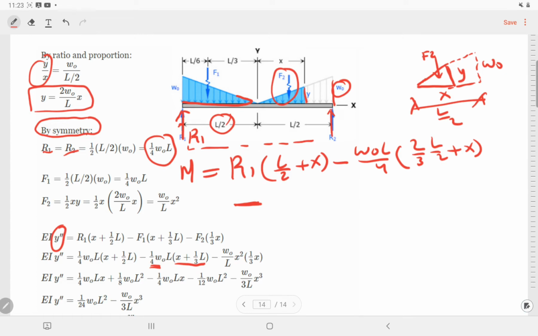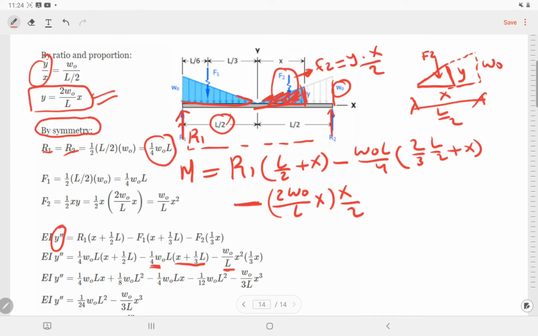F2 in this case is going to be y times x over 2, correct? Because it is the area of this triangle, y times x over 2. How much is y? We have it here. So I'm going to put here y, which is 2 w naught over l times x, times x over 2. Okay, which is this one.